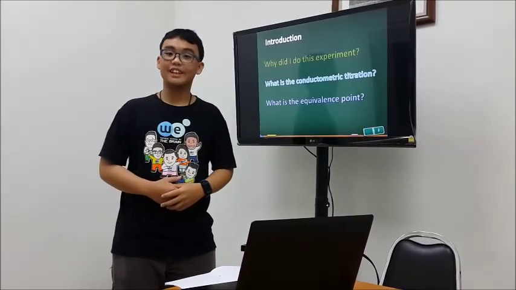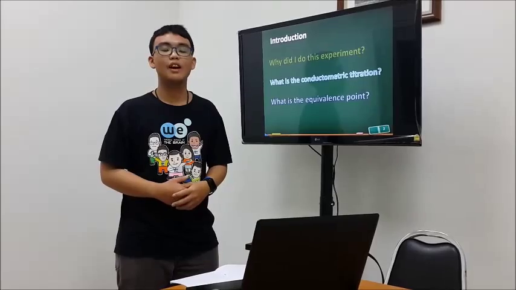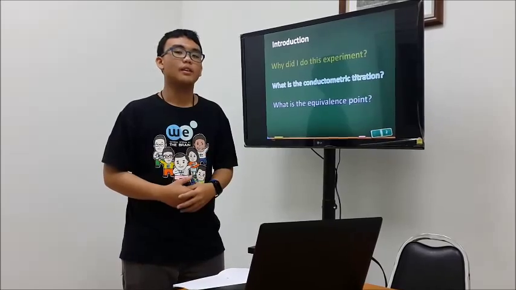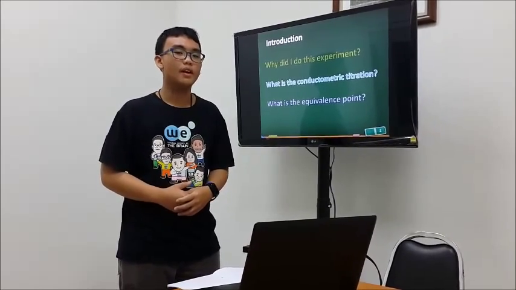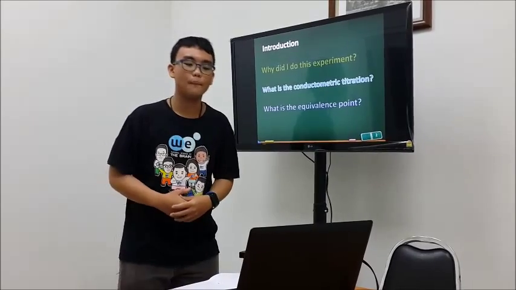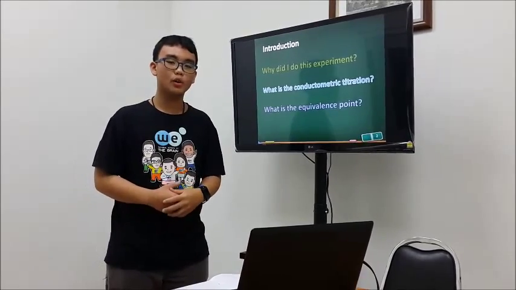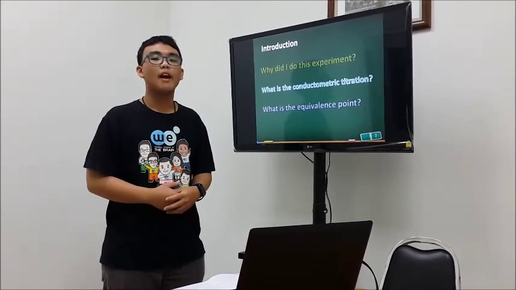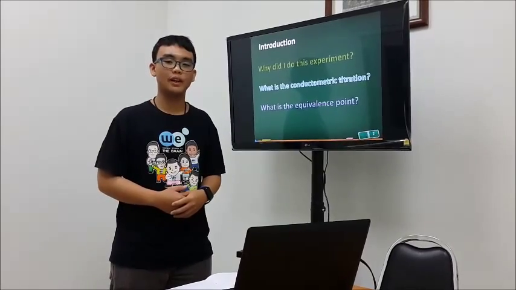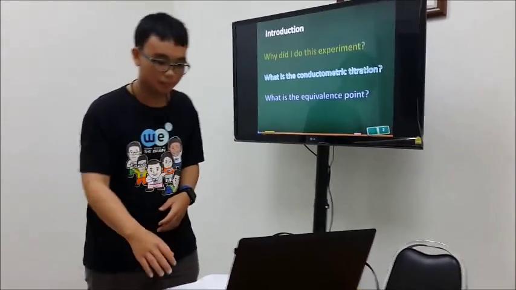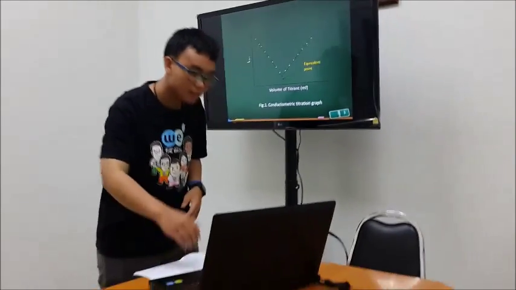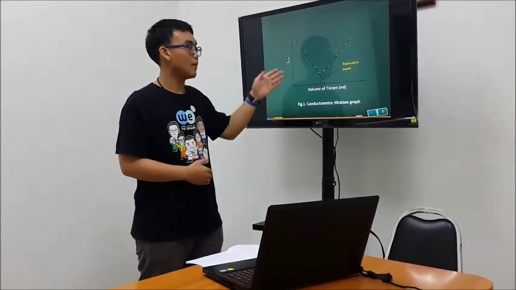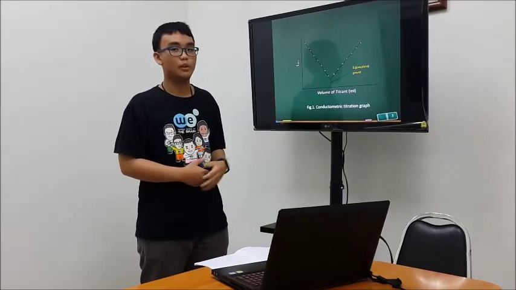What is conductivity titration? Conductivity titration is a type of titration in which the conductivity of the reaction mixture is continuously monitored as each reactant is added. What is the equivalent point? The equivalent point is the point at which the conductivity undergoes a certain change and is observed by the plot of volume of the reactant against the conductivity. Figure 1 is the conductivity titration graph. In figure 1, the dotted line is the equivalent point.